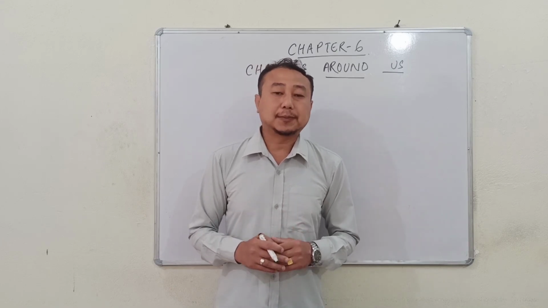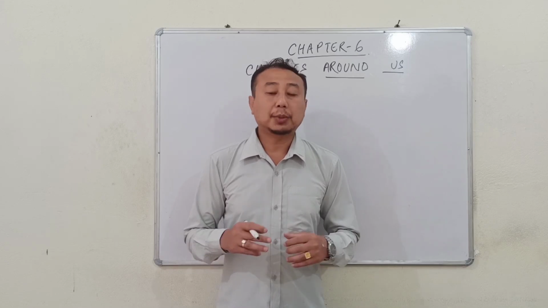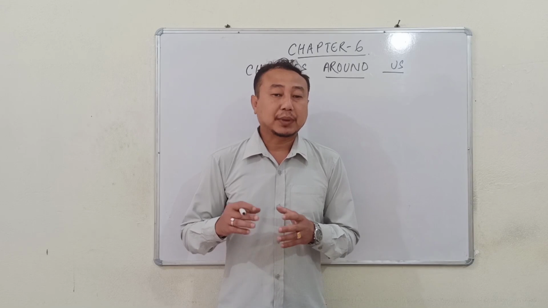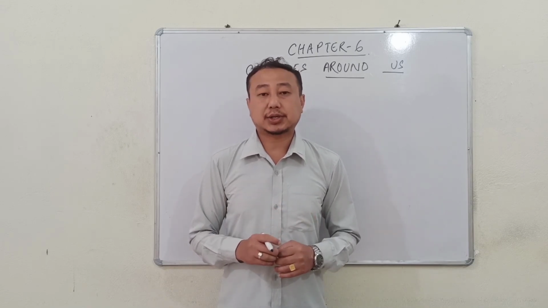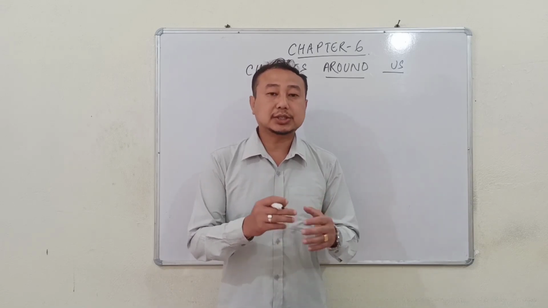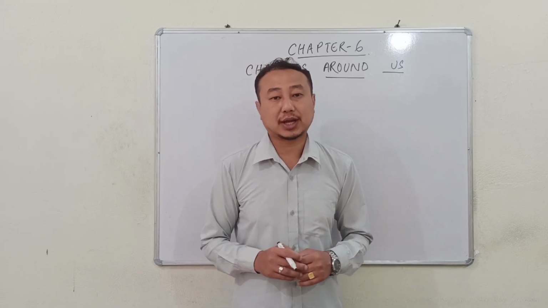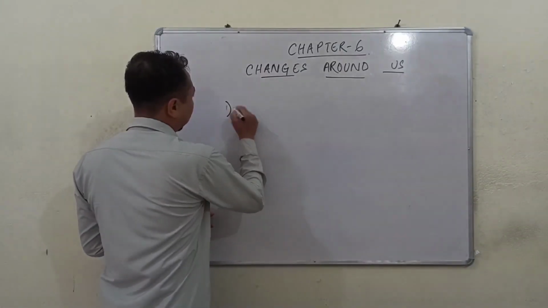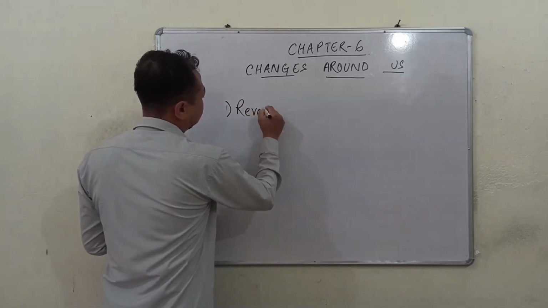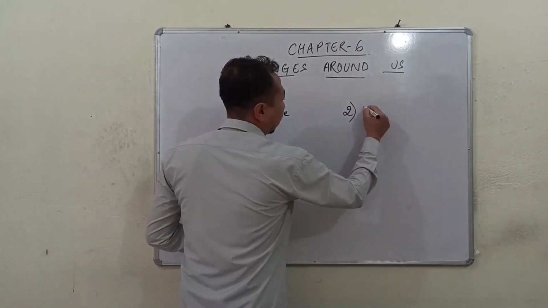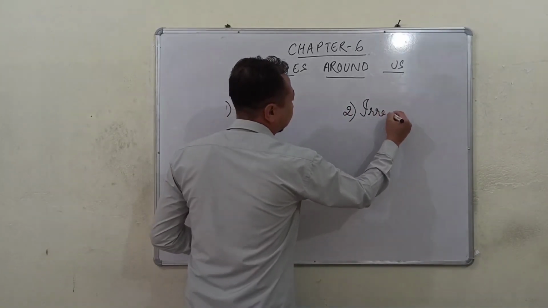Now, let us see one more important category of the changes that take place in our surroundings. When we see the changes based on a particular criterion, whether the change can be reversed back or not, we can divide the changes into two different types. First one is reversible change, and second one is irreversible change.